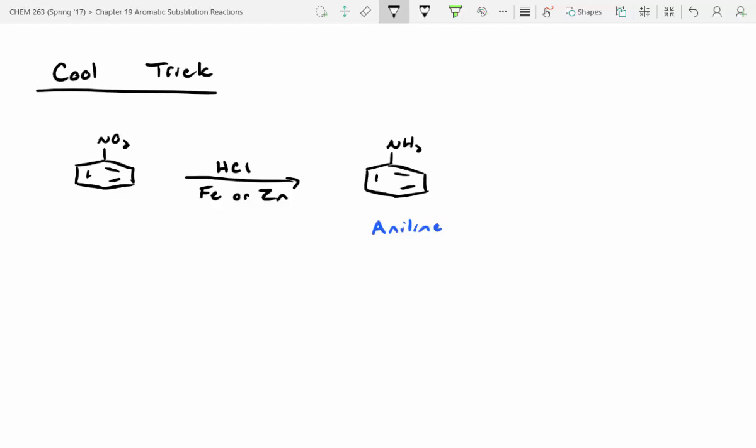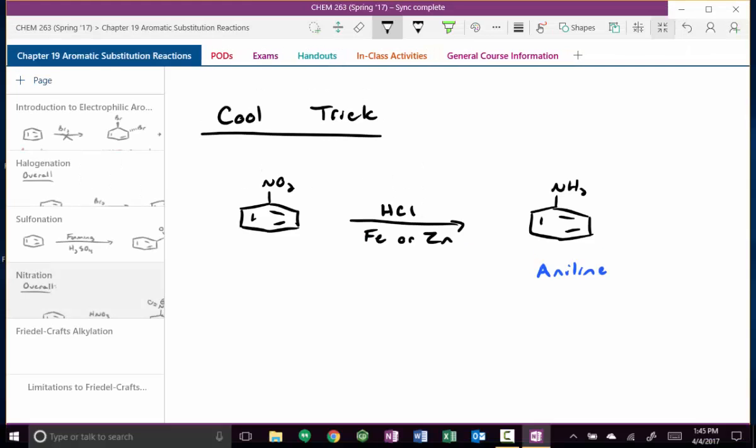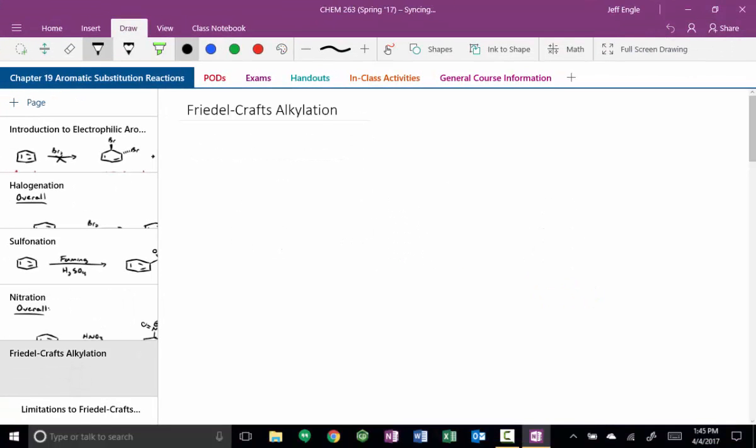Does this whole procedure make sense? This last mechanism, I don't expect you to know. It's just a reduction mechanism. It's a little bit more complicated than is necessary for this course. All right. Now we're doing some cool reactions.